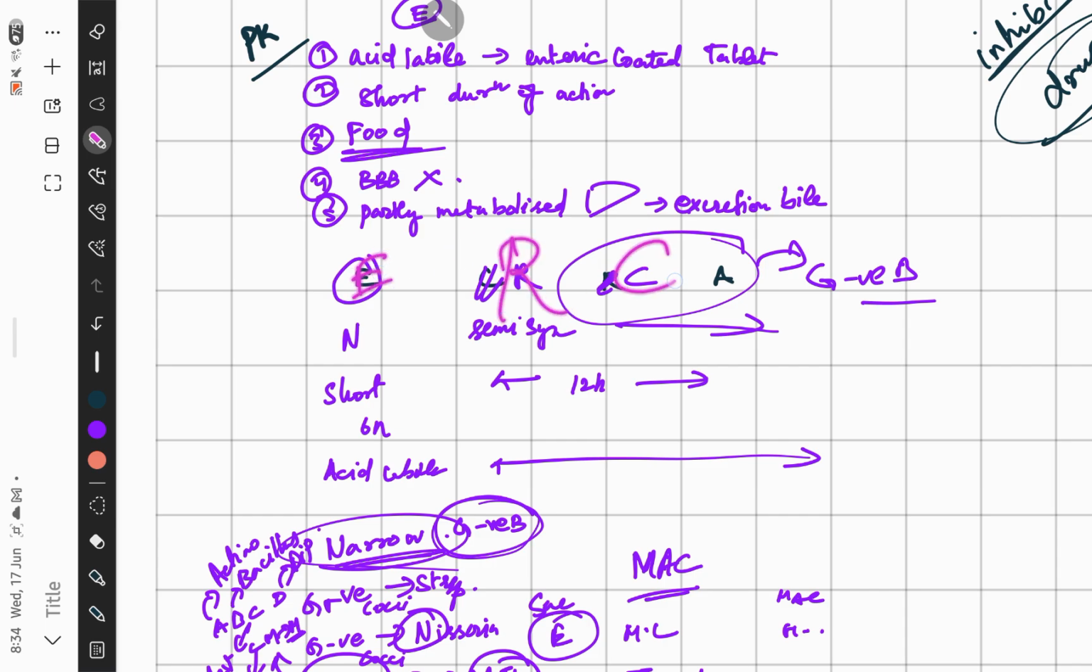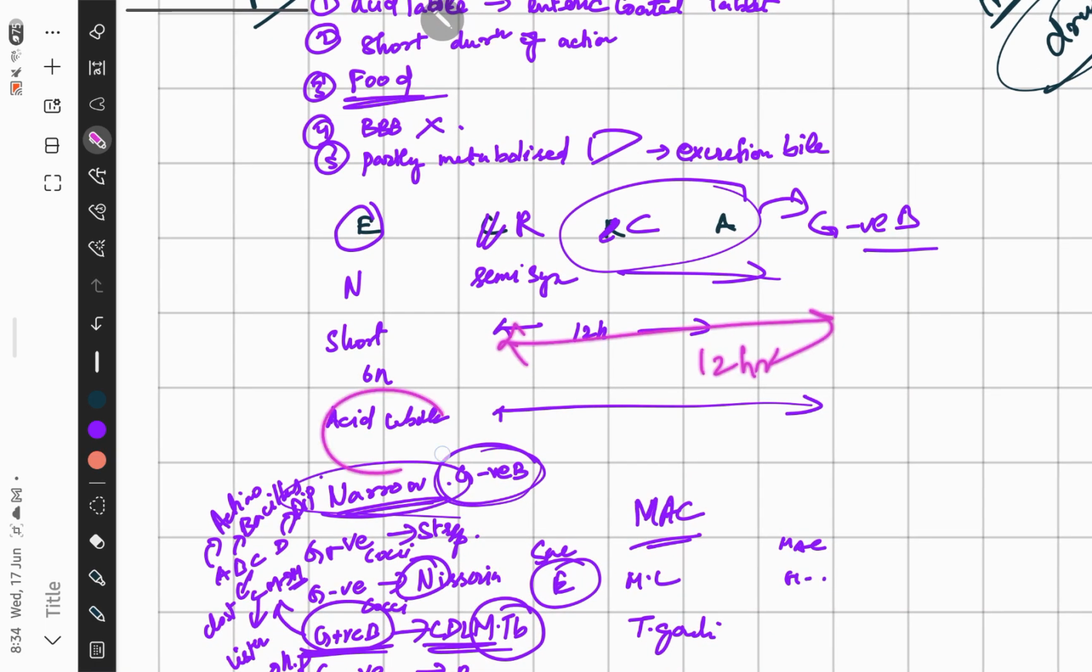Erythromycin, roxithromycin, clarithromycin and azithromycin. Erythromycin is natural. It is derived from Streptomyces erythraeus. The other three, roxithromycin, clarithromycin and azithromycin, are all semi-synthetic. Erythromycin has a short duration of action, which is 6 hours, but these have a longer duration of action, about 12 hours. Erythromycin is acid labile, so it is given as enteric-coated tablets. All these three are acid stable.